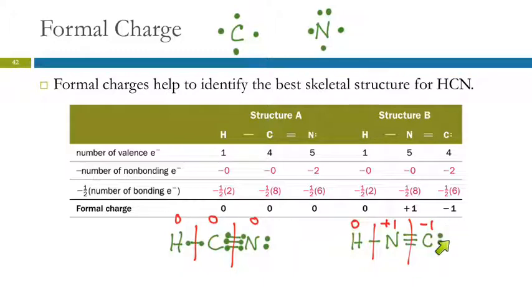So this is not as good. Given these two, we choose this one. This one's probably going to be more stable, and this is the correct structure. Any questions?